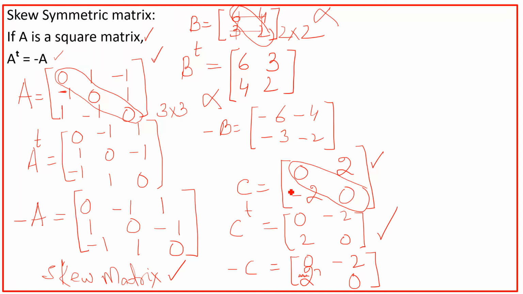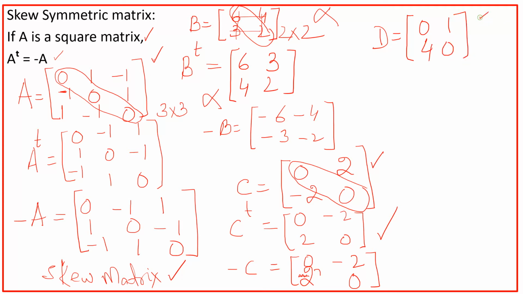I told you that if the diagonal elements are 0, the matrix may be a skew matrix or maybe not. But if it is not 0, close your eyes and say it is not a skew matrix. Right? Okay, here one more example. Now D. See, for D I say 0, 1 and 4 and 0.